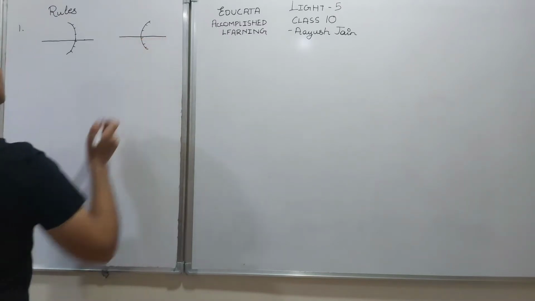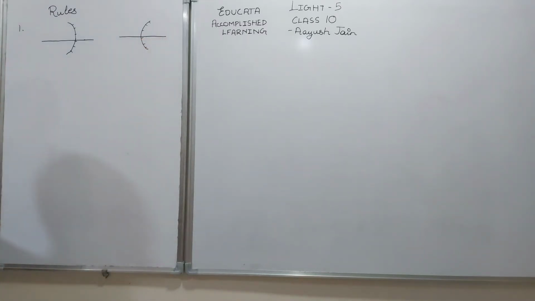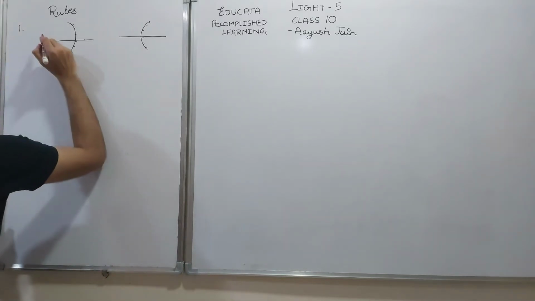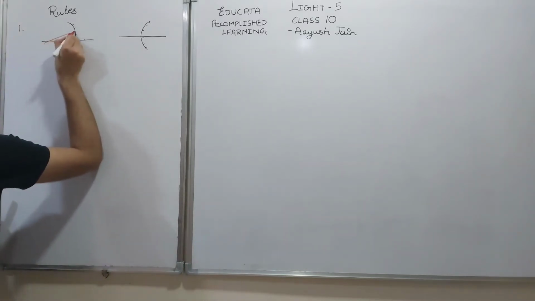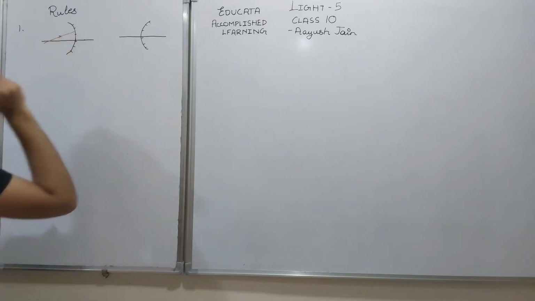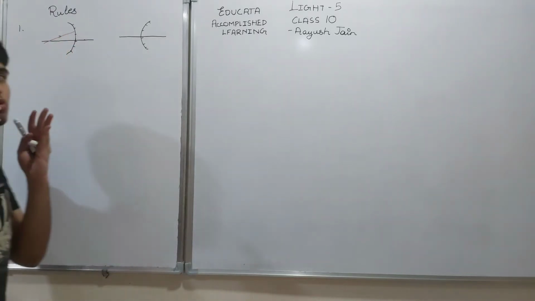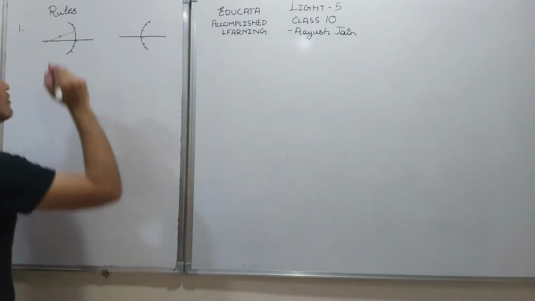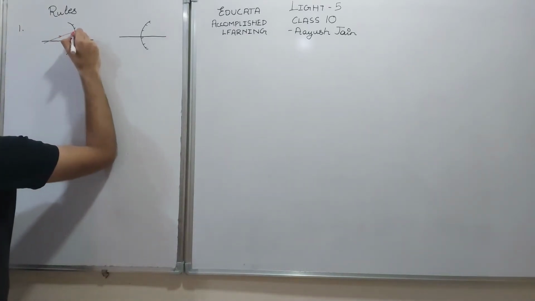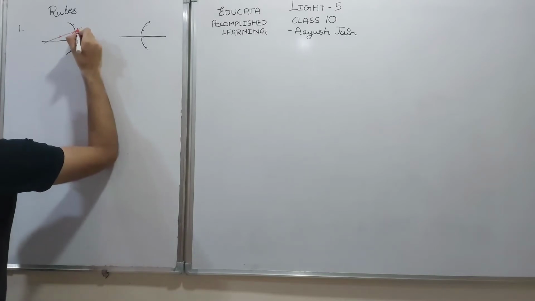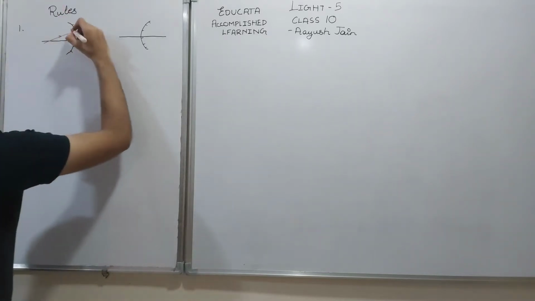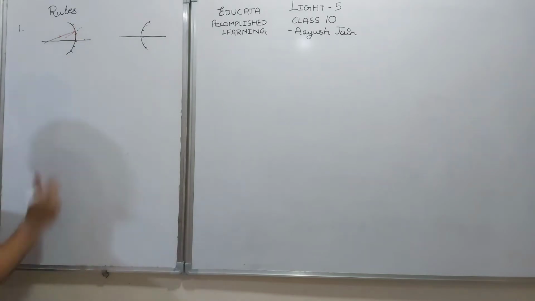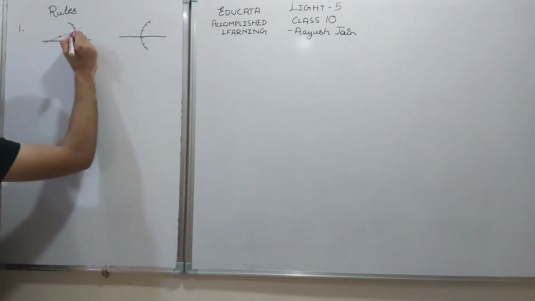Now the first rule says that the angle of incidence is always equal to the angle of reflection. Suppose that this is the incident ray. Now what you have to do is a simple thing: you have to draw a normal with it. Suppose this is the normal to this particular tangent. Now after you have drawn the normal, you have to measure this particular angle.